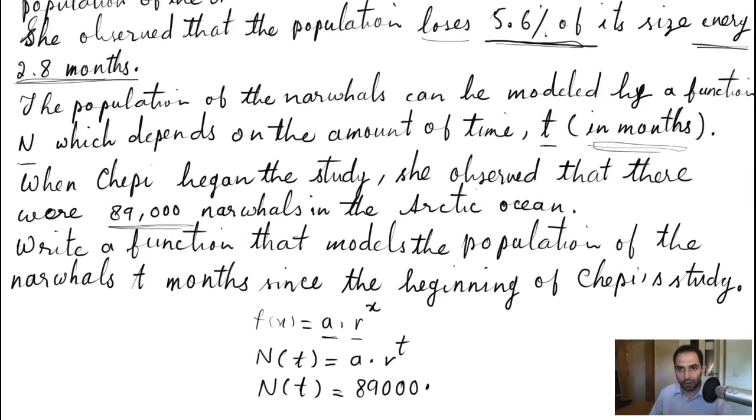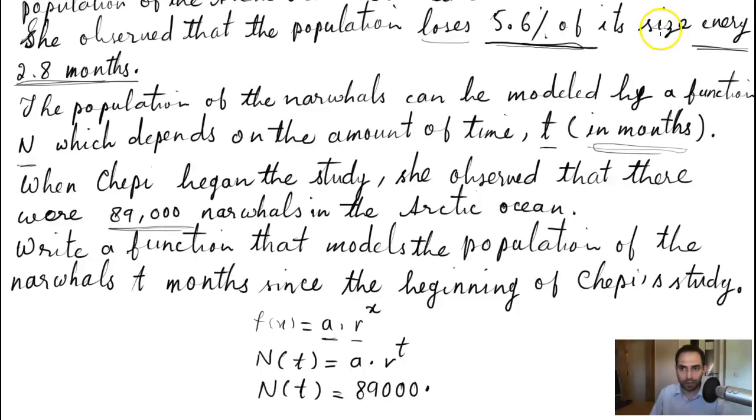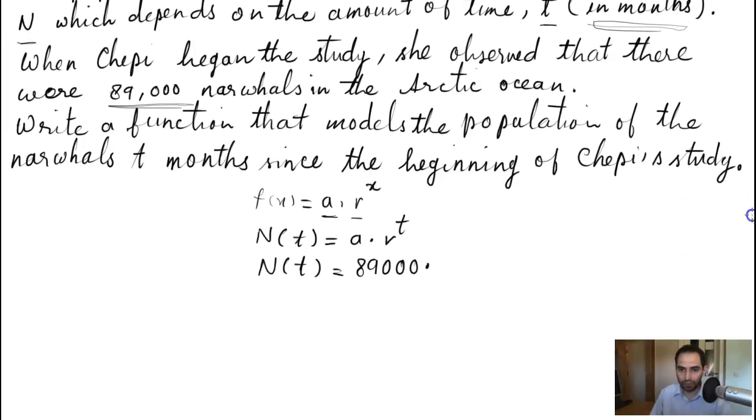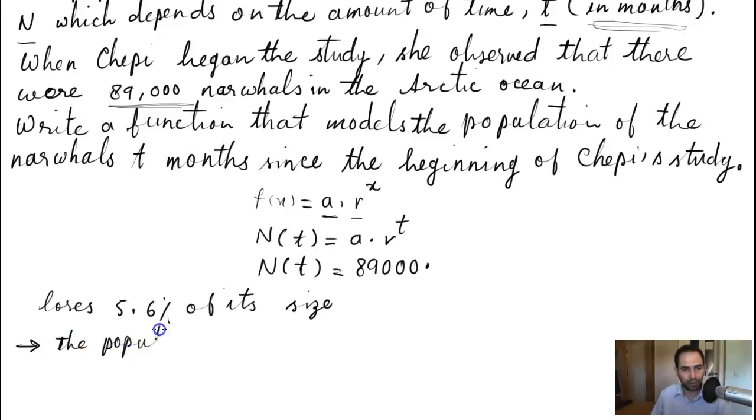I know that the population loses 5.6% of its size. This I know. What I want is the population left as a result of this happening, as a result of 5.6% of the population being lost. What is the population left?